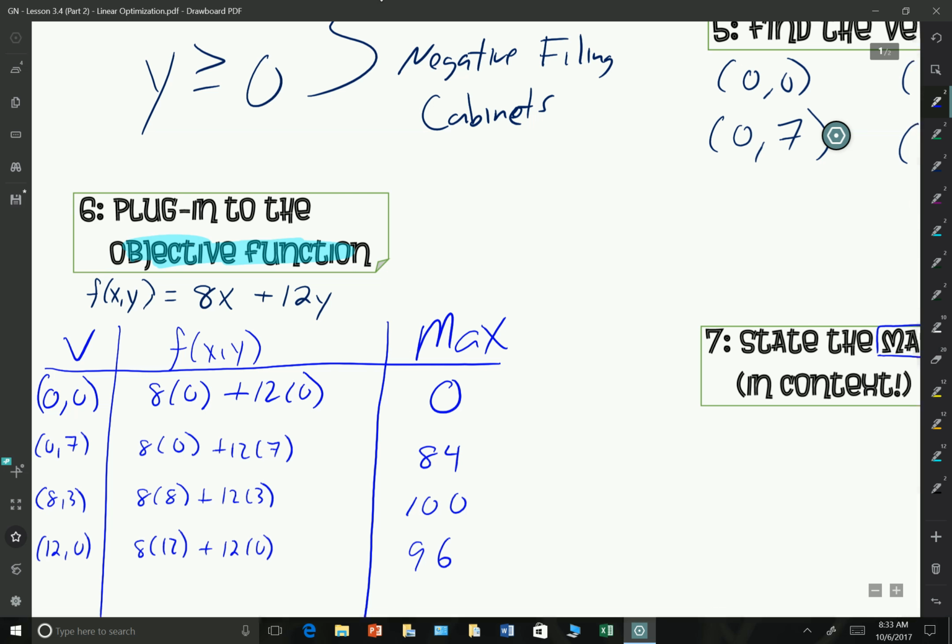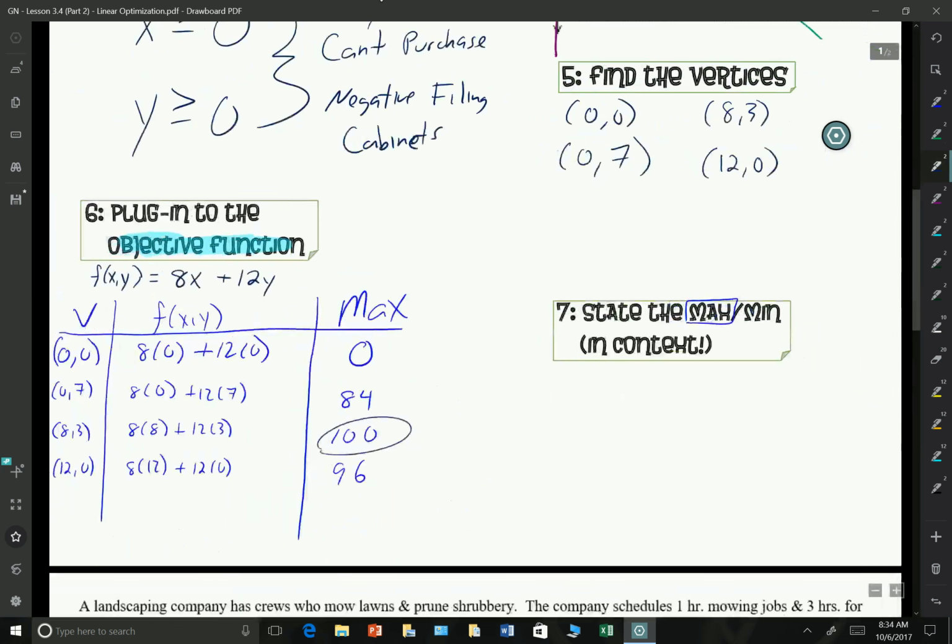So which of those is your max? 100. So we need to figure this out. Last time, we just dealt with linear programming, not story problems. We would say you have a max of 100 at the coordinate 8, 3. But the problem is we have a story problem, so we need to put our answer in context.